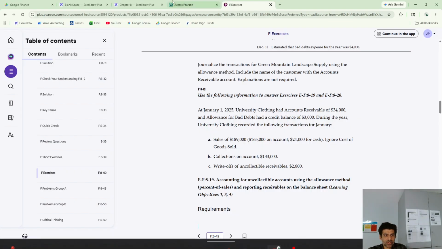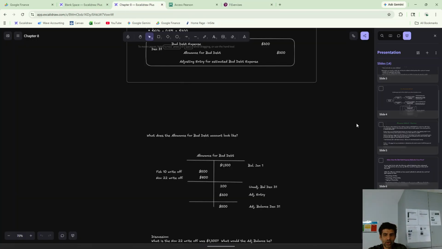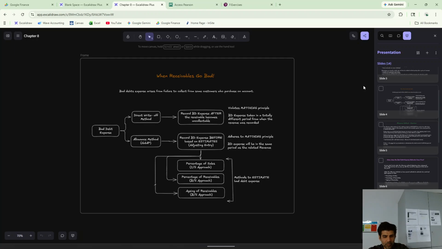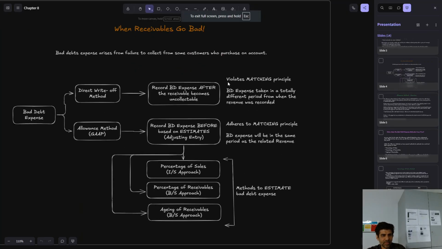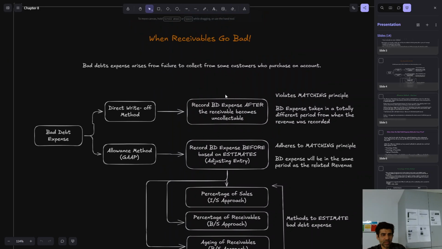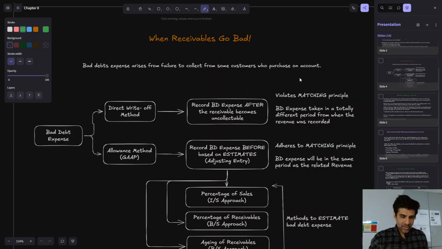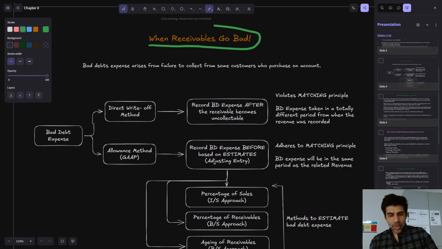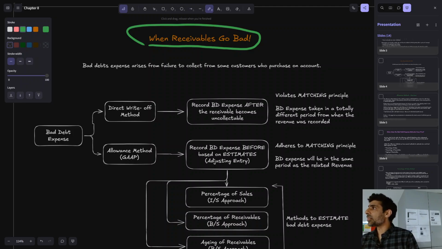Okay, so just to make sure we know what we're doing, what the point of this chapter is, I think, or at least this part of it, is this diagram. So I'm just going to talk about it one more time so we all are very clear about what happens when receivables go bad. We know that we're not going to be able to collect all of the accounts receivable that we generate. We know that the real world is messy, and some people that we extended credit to are not going to pay us back.